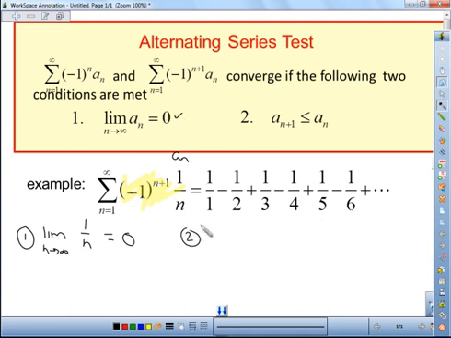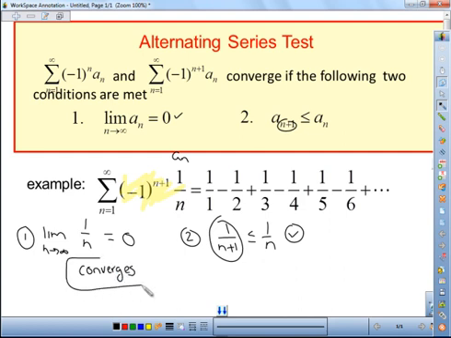The second condition is I need to make sure that 1 over n plus 1 is less than 1 over n. And that is also going to be true because notice that the denominator on the left side, when I add 1, is always going to be bigger than n. So the denominator is bigger, so that means this is always going to be smaller than 1 over n. So therefore, by the alternating series test, this series converges. So this converges because the limit of a sub n is equal to 0, and each term is less than the previous term all the time.